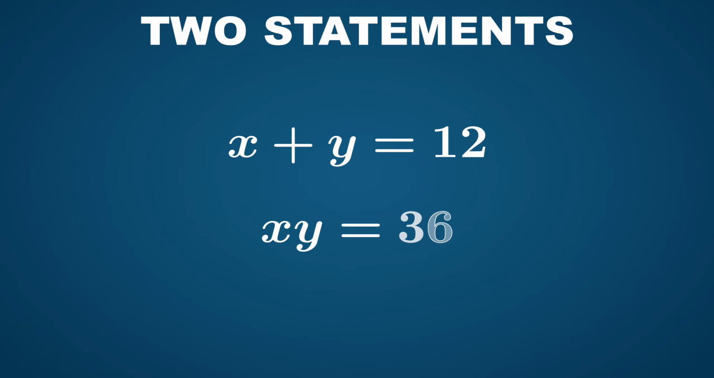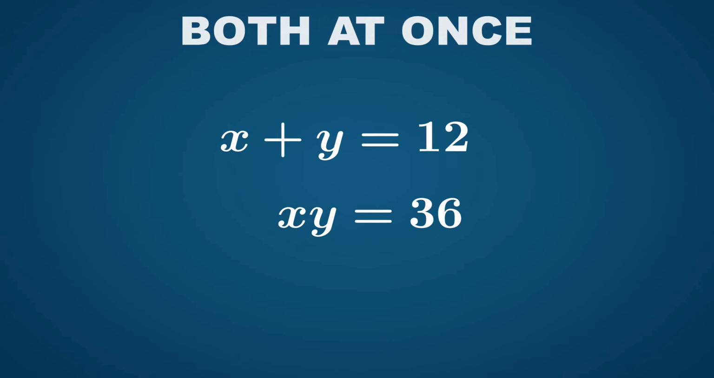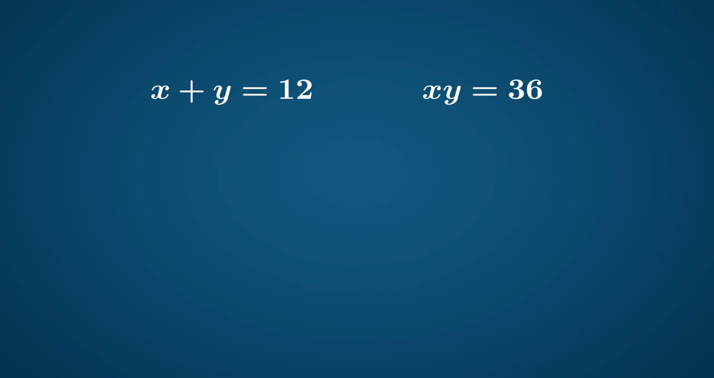Here is today's problem. We are given two separate mathematical statements to work with. The first statement is the linear equation x plus y equals 12. The second statement is the nonlinear equation x times y equals 36. Our goal is to find real numerical values for the variables x and y. These values must satisfy both of the given equations simultaneously.